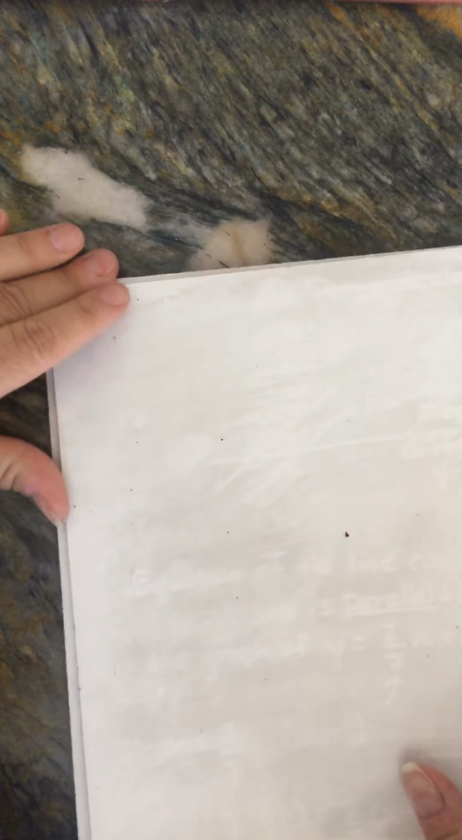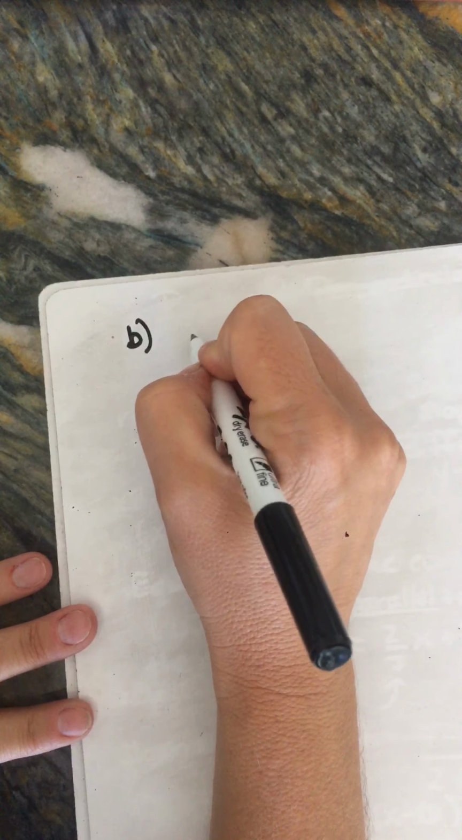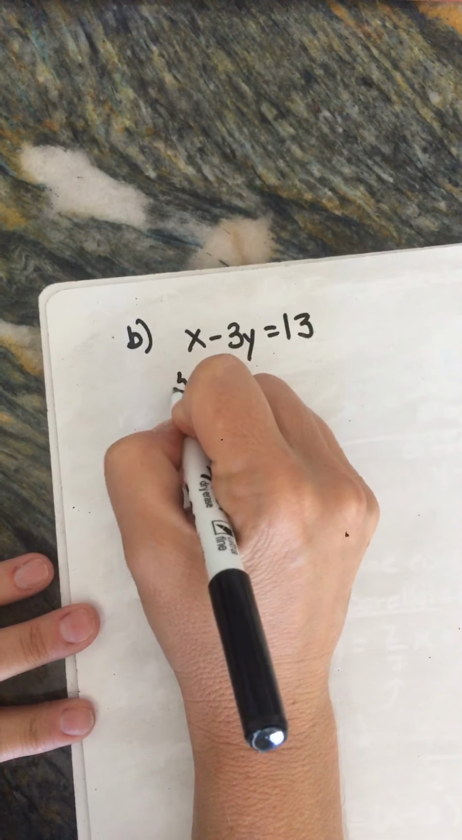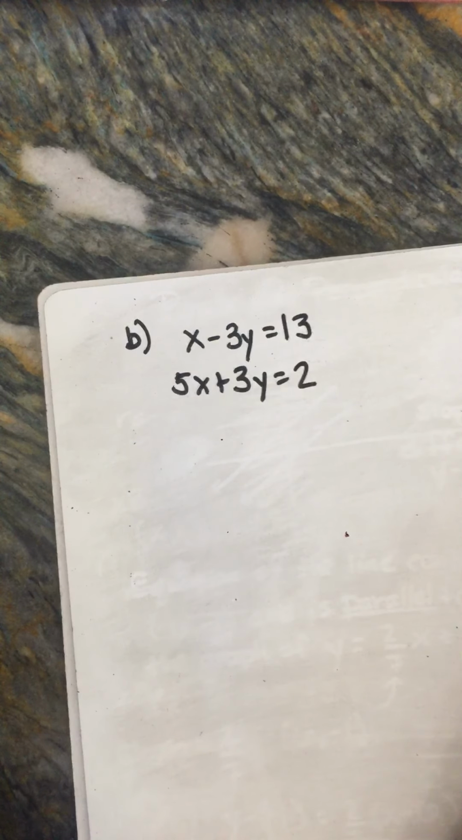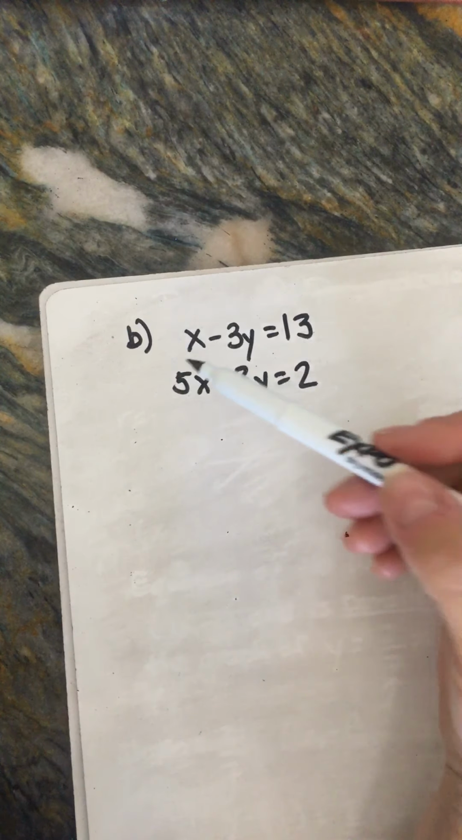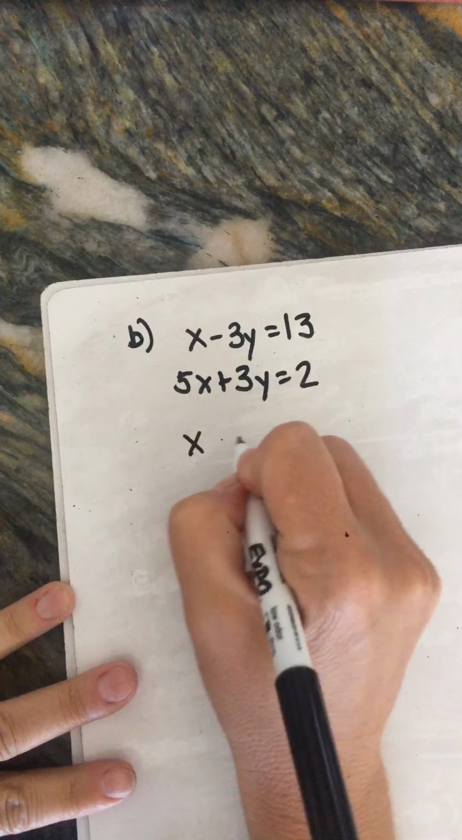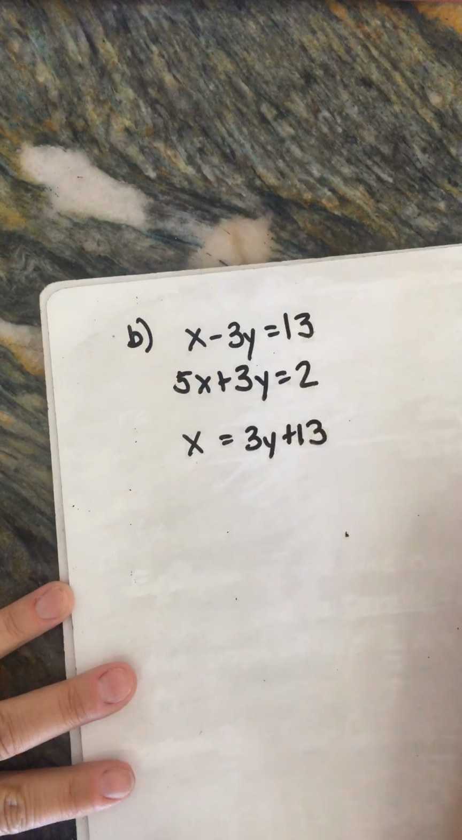All right, so let's try another one. Let's call it example B. x minus 3y equals 13 and 5x plus 3y equals 2. First we need to decide which variable we're going to isolate. I think you would probably agree with me, this x is our winner here. So we will add 3y to both sides. So x equals 3y plus 13.